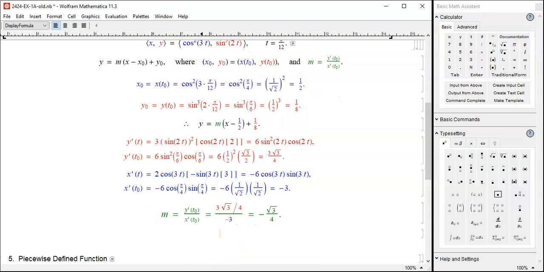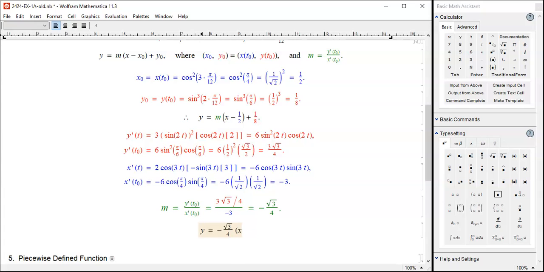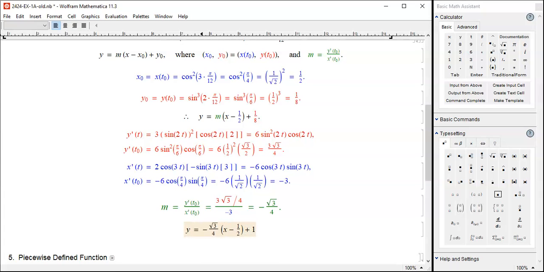Finally, let's write down the final answer. Y equals this slope, x minus 1/2, plus 1/8. Green, blue, red, you just did.